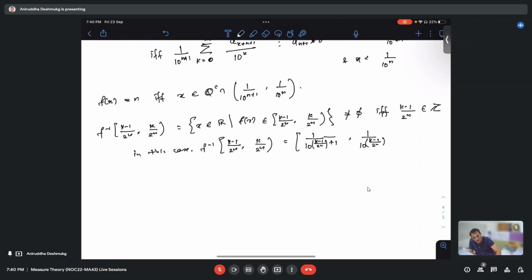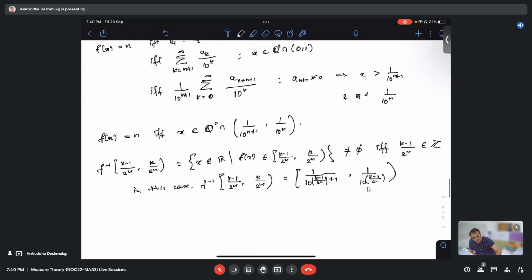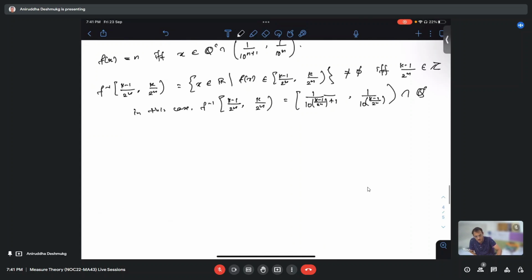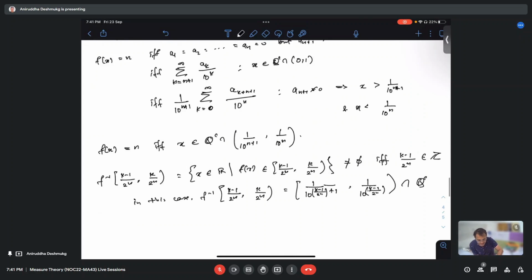Open here, because as we saw, f can assume this integer n if and only if x is inside 1 over 10 to the power n plus 1 to 1 over 10 to the power n. There is no other way. And of course, it should be an irrational. Okay, so now, what do we want? Ultimately, we want to find out.